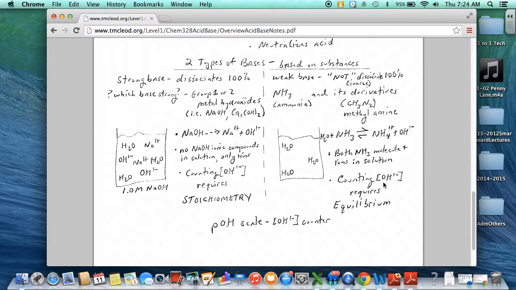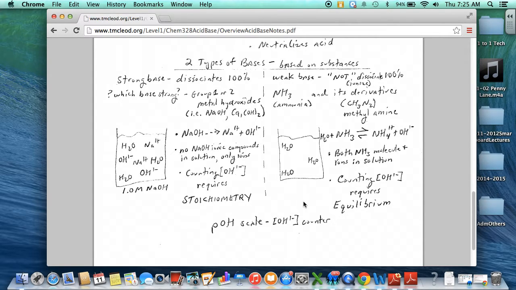So therefore, when we're counting this solution's OH1 minuses, we don't use stoichiometry. We use equilibrium. Therefore, we can create what is called the pOH scale, which is not an H plus counter, it's an OH minus counter.